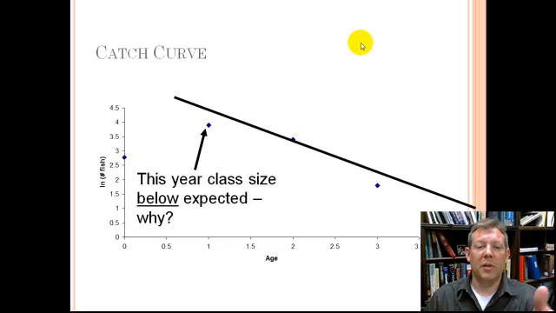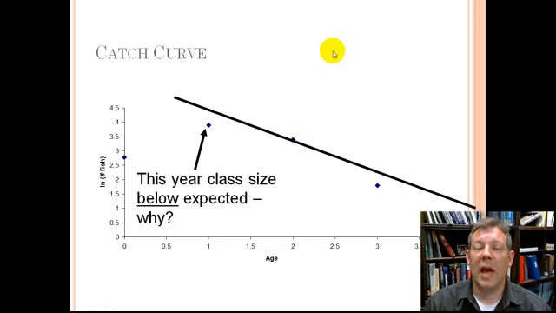However, for this particular point that we're looking at here, you see that it's actually below that. So that year class is actually smaller than what's expected given the overall mortality rate for this population. Well, we can begin to ask ourselves why. How come that year class is not as big as we would expect given the mortality of this population?